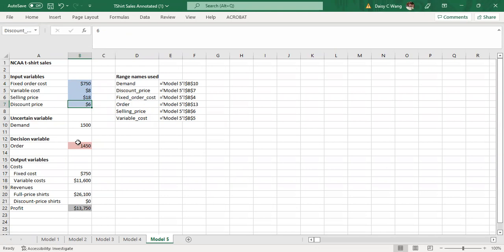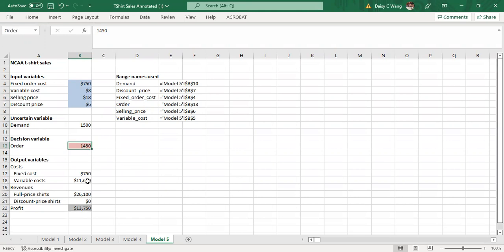Like the blue, usually when we highlight it in blue, it means it's a given, known information, or we call input variables. Or we have the uncertain variables like demand, because the reason why we make this model is we don't know what the demand will be. If the demand is higher, we want to order enough so that we can make more money. But if the demand is not that high, we want to be conservative, right? So that's the uncertain variable.